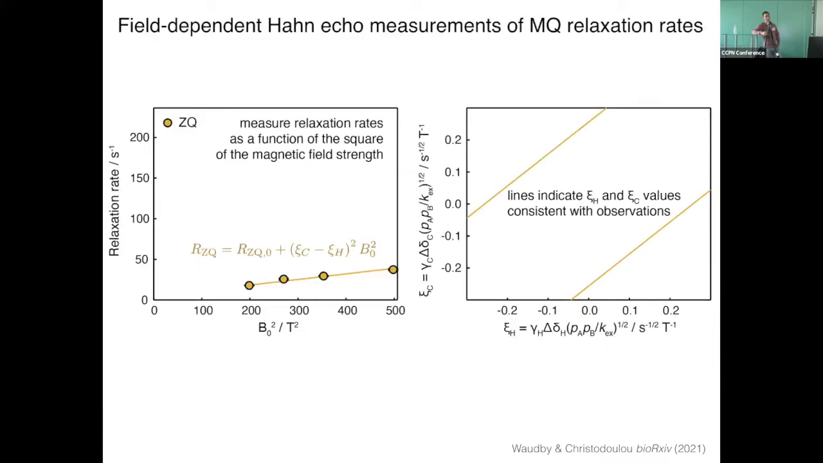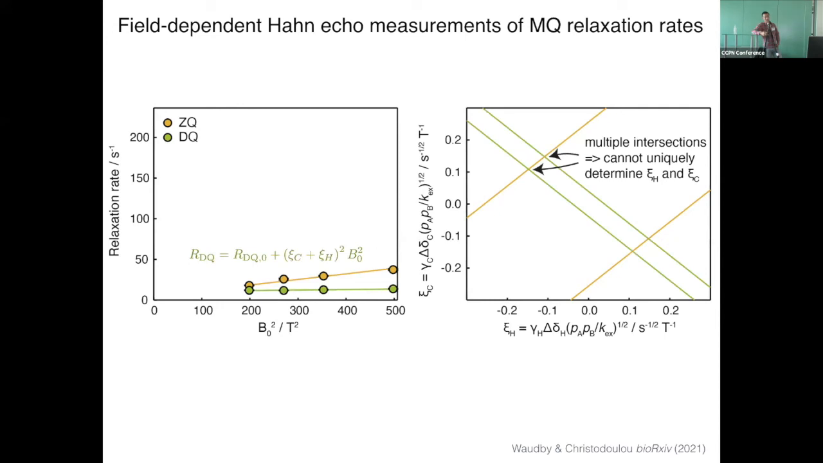So the approach that we take is to measure various relaxation rates using Hahn echo experiments at different field strengths. So in the case of the zero quantum relaxation rate, we can then take the gradient of this line, and that is related to the psi C minus psi H. This is the difference in the normalized proton-carbon shift differences. We can represent this on the right in terms of a set of lines where these chemical shift differences are consistent with our observations.